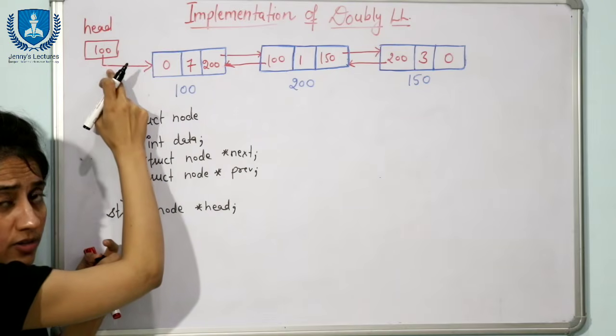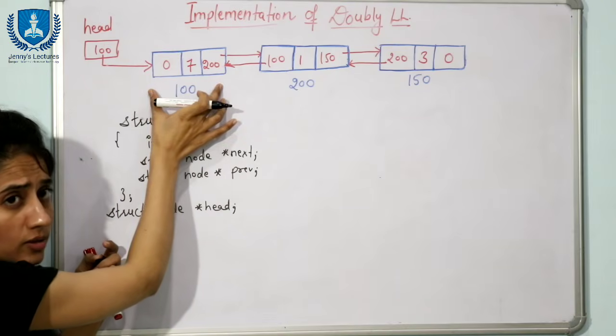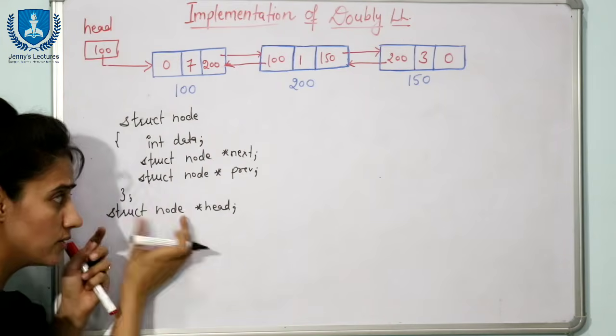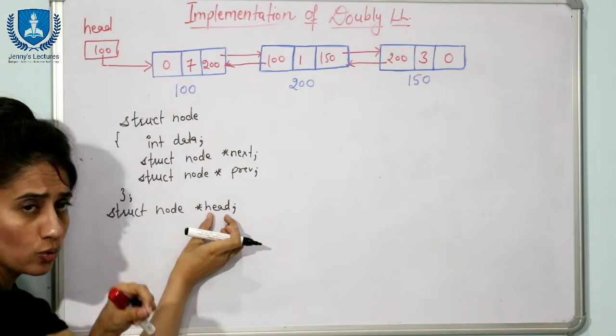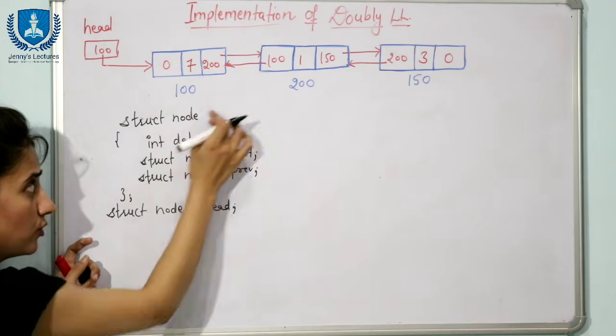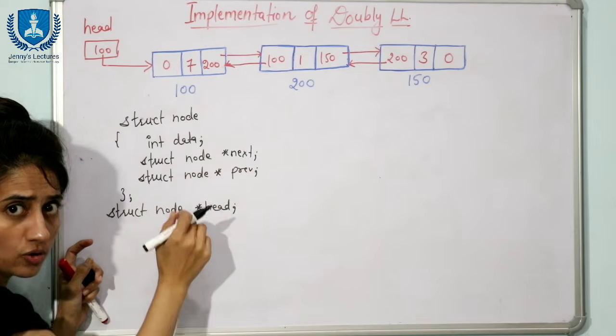Which address is it going to store? The address of this node. Fine. So here you will write the address of that variable whose address this pointer is going to store. So now what is the type of this node? Struct node. We have defined our own data type, that is struct node.